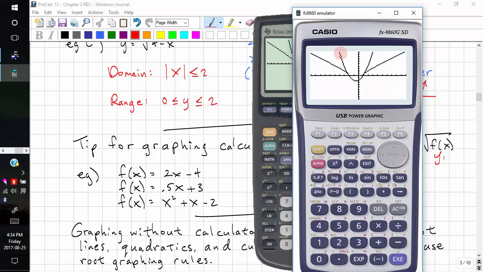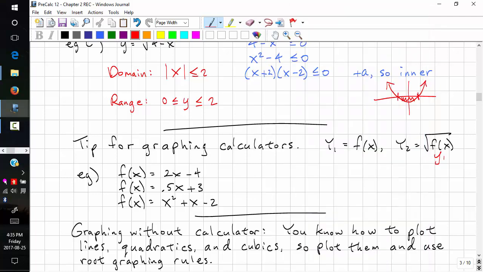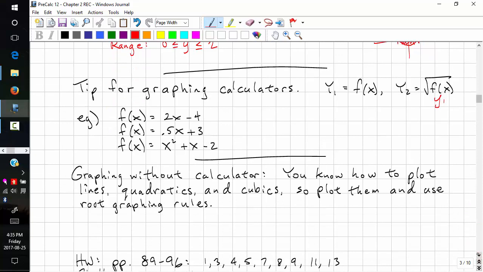And for f of x greater than 1, we plot below f of x and above 1. And here, between 0 and 1, we plot above f of x. And the same thing over on the other side. So, final note, graphing without a calculator. You know how to plot these lines, quadratics, and cubics, so plot them and use the root graphing rules. And that completes this lesson.